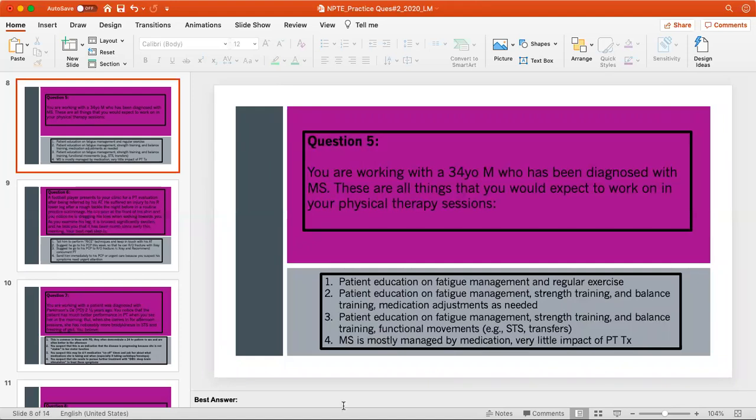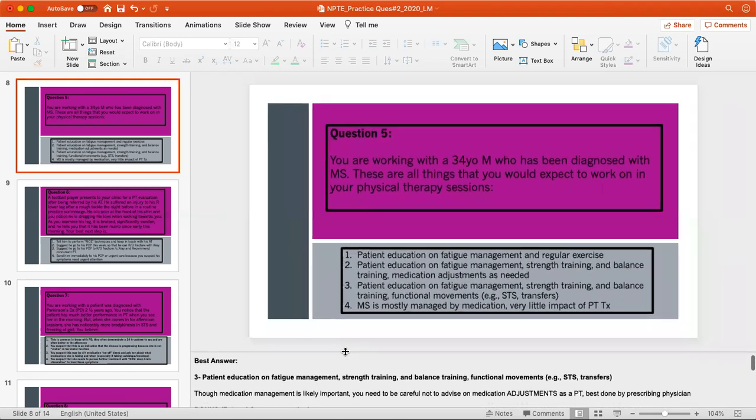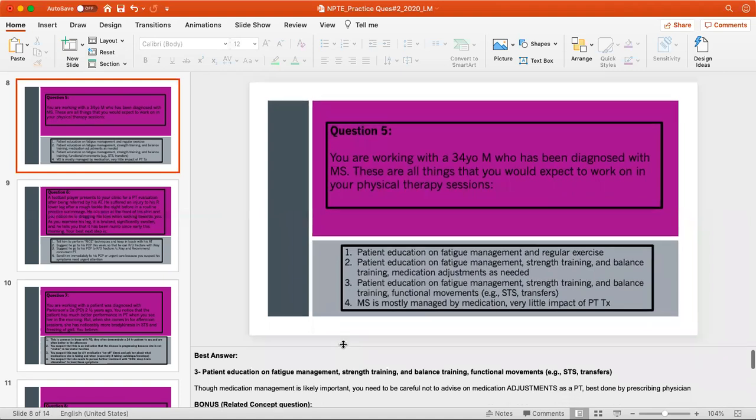I'm going with number 3 because we don't deal with medication. And also, MS is not only managed by medication. Physical therapy can do a lot for MS patients. Fatigue management is really important, and functional movements are really important in keeping them going, even as the disease progresses. So, awesome, you got it. That's fantastic. I think your reasoning was excellent.